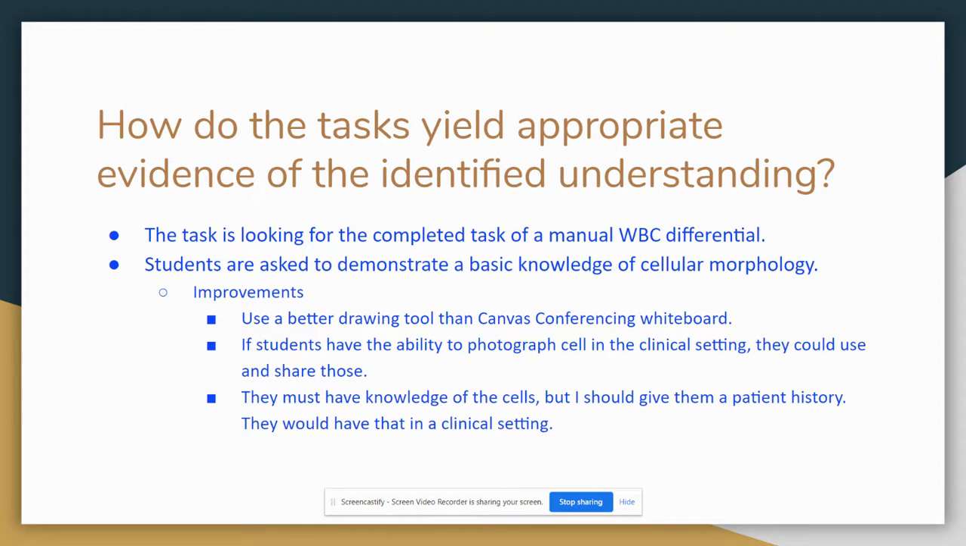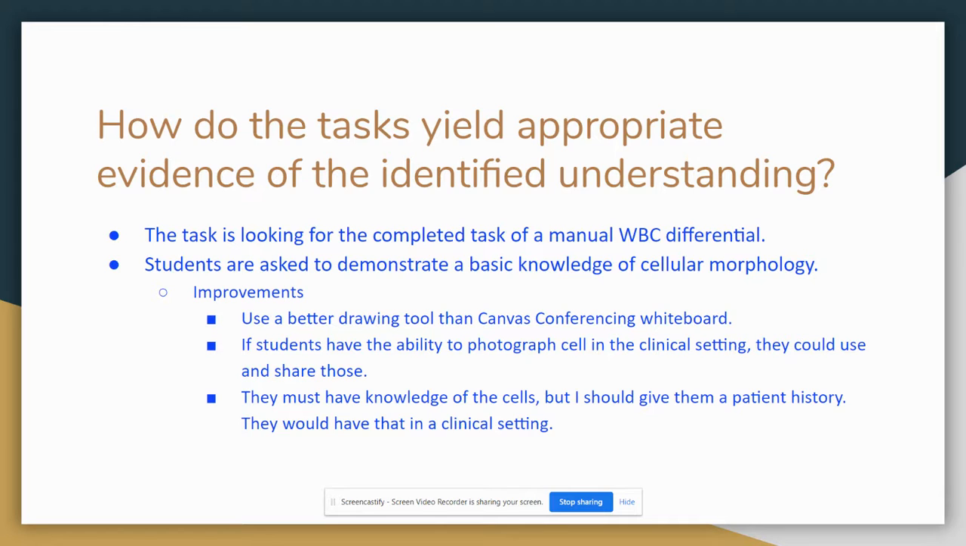Improvements I think I could add to that would be to use a better drawing tool than the Canvas conferencing whiteboard. So if the students had the ability to photograph a cell in their clinical setting, they could use and share those as understanding, because always when you have a live picture, it's going to be better than a drawing or an illustration.